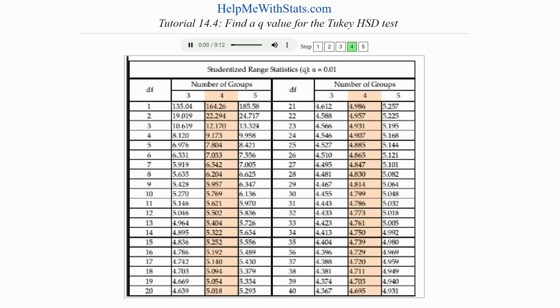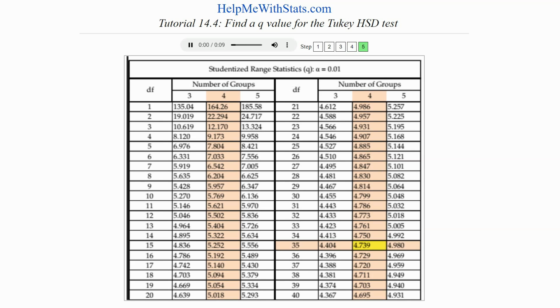There is a separate table with all the critical Q values for alpha equals 0.01. The orange columns contain all the critical values when there are 4 groups in an experiment. For example, with 35 degrees of freedom, we have a critical Q value of 4.739 when the alpha level is 0.01.